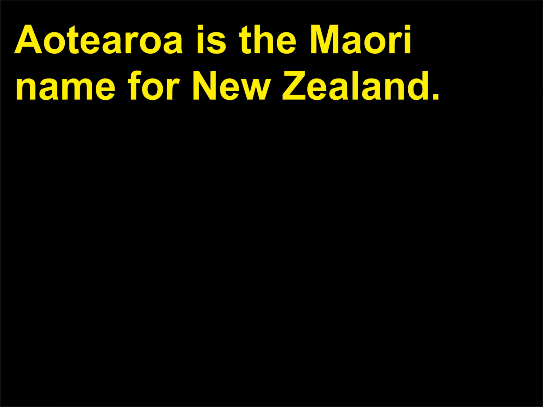What is Aotearoa? Aotearoa is the Maori name for New Zealand. It means the land of the long white cloud.